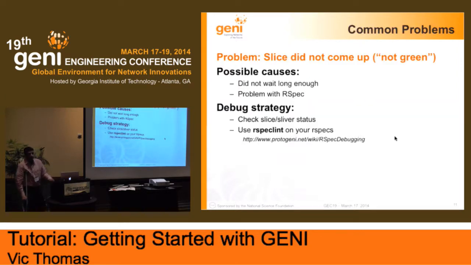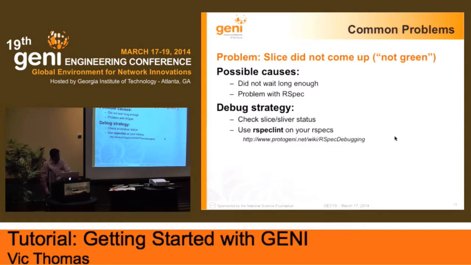Common problems you might run into when you run your own experiments. Flag did not, this slice did not come up. Flag canvas did not turn green. Could be you didn't wait long enough. Sometimes you have to be patient, but sometimes it's a problem with your RSpec. So the request was not well formed, so it failed.